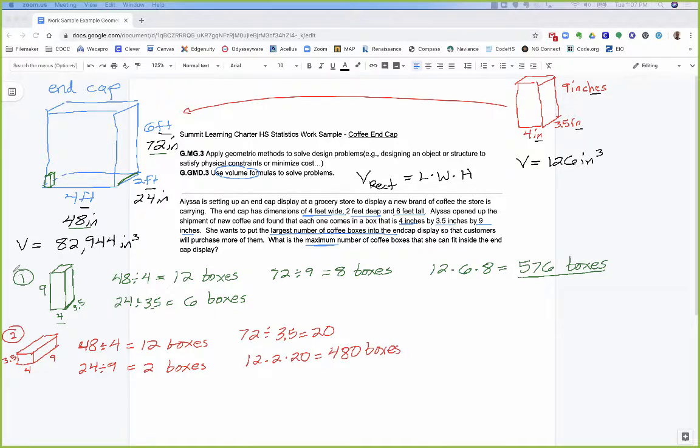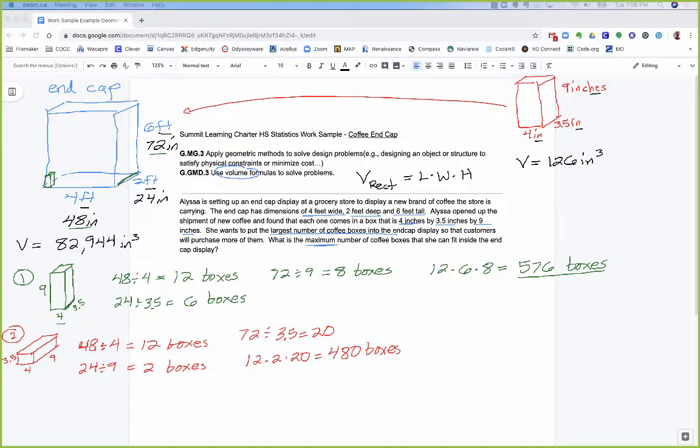Well, how does that compare? The first way, when we lined them up tall-wise, we got 576, but if I laid them flat and stacked them that way, we only got 480. So clearly number 2 is not the maximum way. But this is kind of what we need to do. We need to think through scenarios. We need to think through our dimensions and try and find one that actually works.